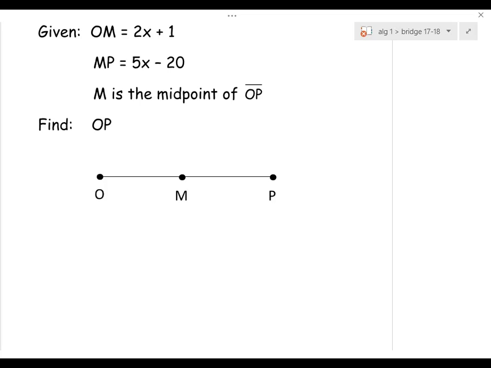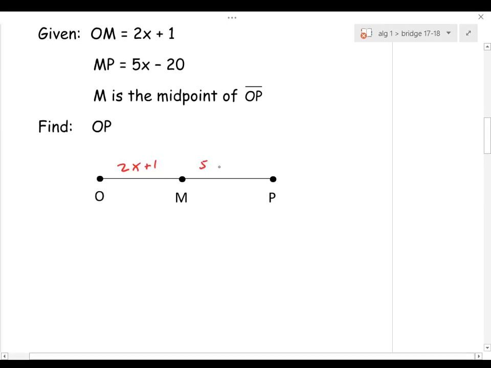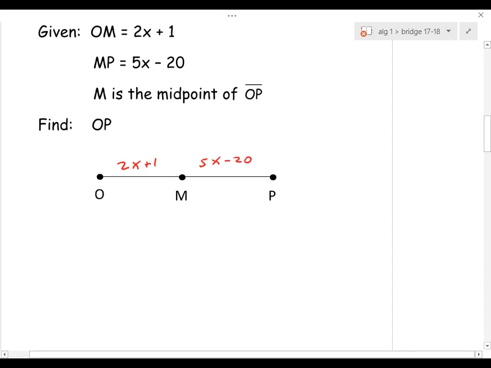Okay, let's mark up the information that we're given. So OM is 2x plus 1, and MP is 5x minus 20. And I'm also given that M is the midpoint of OP, which means that either side are going to be congruent to each other. So OM is congruent to MP, since M is the midpoint of OP. And we need to find out what OP is.